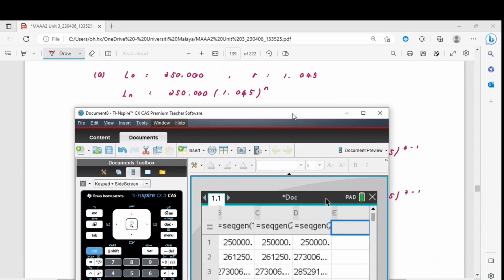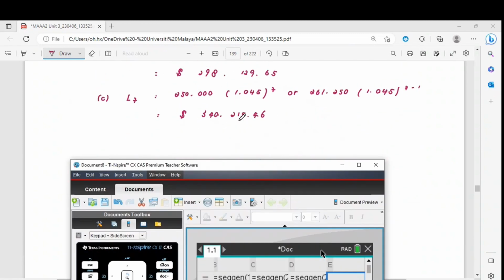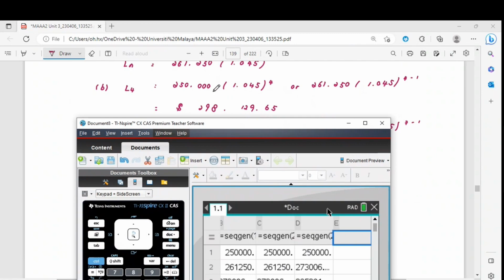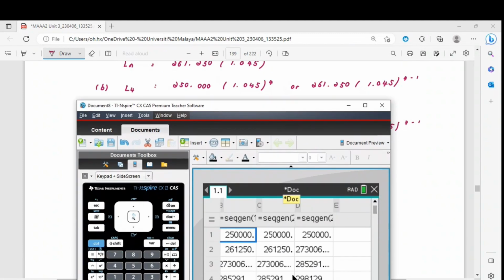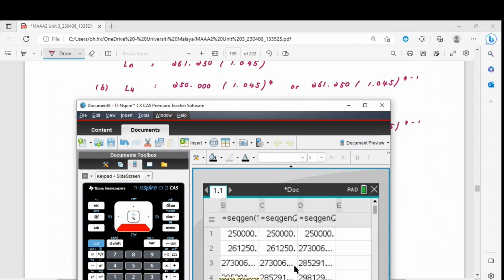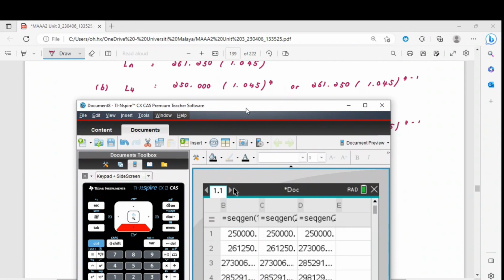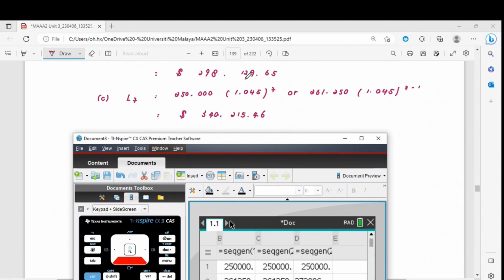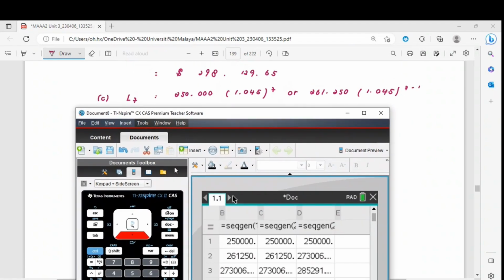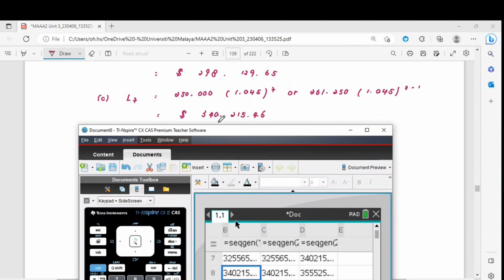So when you are reading it, for example, let's try out part B. Now you want L4. You understand that the first term is actually your L0. So if you want to get L4, you should read it from the fifth term, because if this is T0, then this is T1, T2, T3, T4. That's why you can see 298,000, which is exactly the same thing here. When you want to get L7, you should look at the 8th row in your calculator. That's why you can see 340 plus.